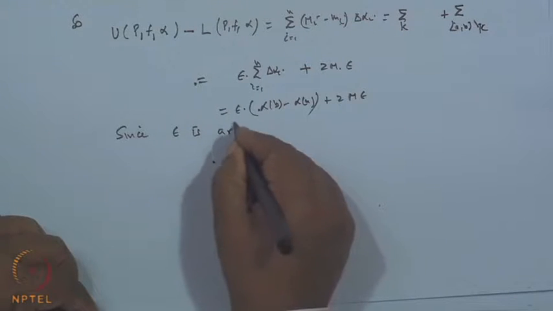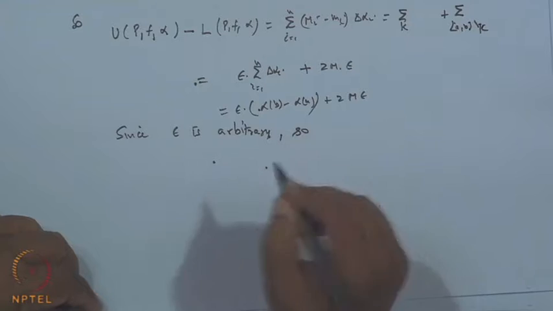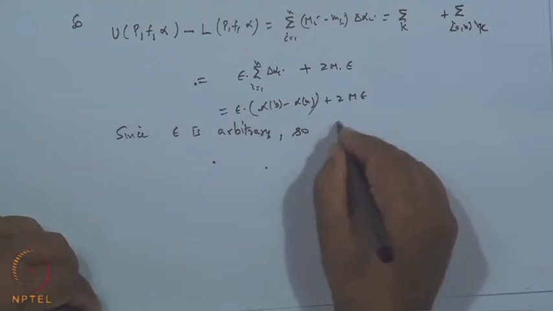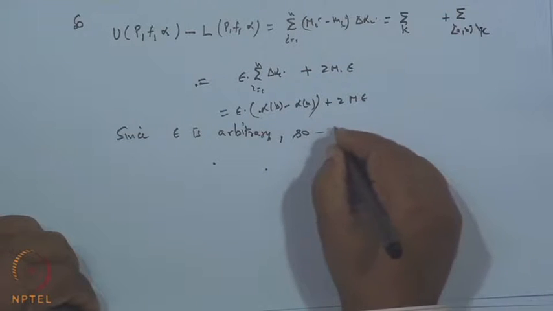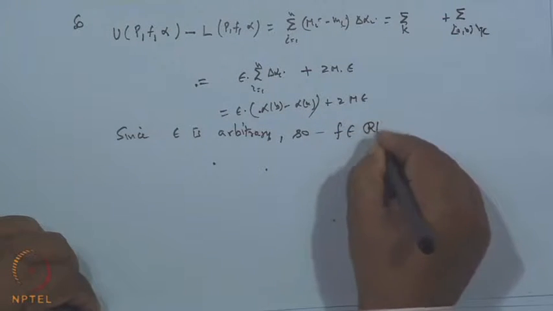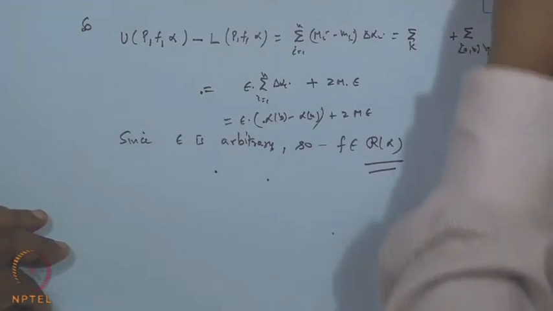but epsilon is an arbitrarily small number. So, this shows that the right hand side will go to 0 and the left hand side as well. So, f will be an element of R(alpha). This is what proves it.